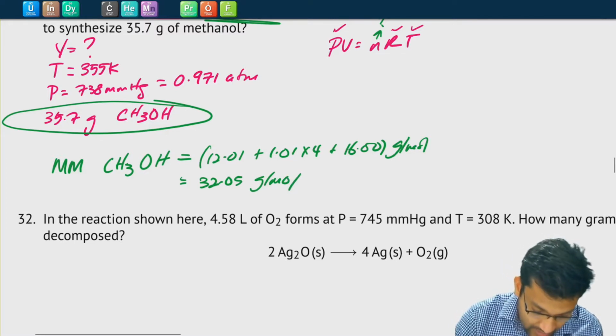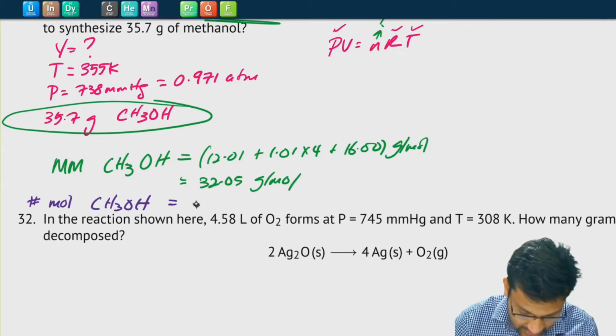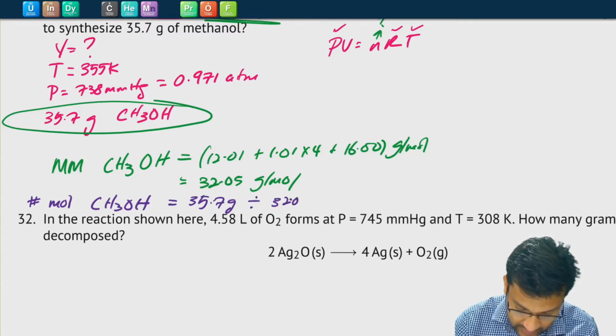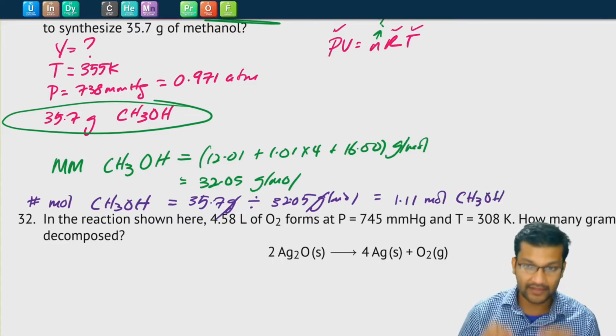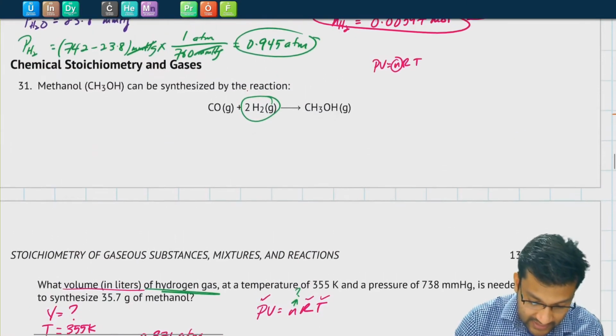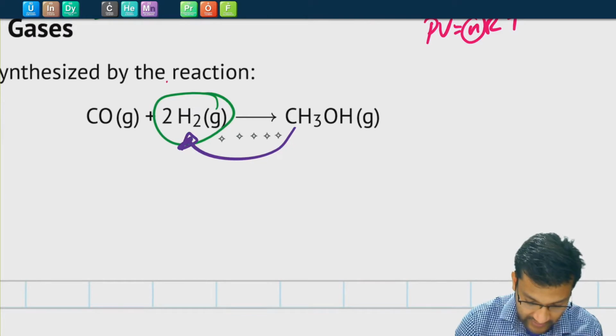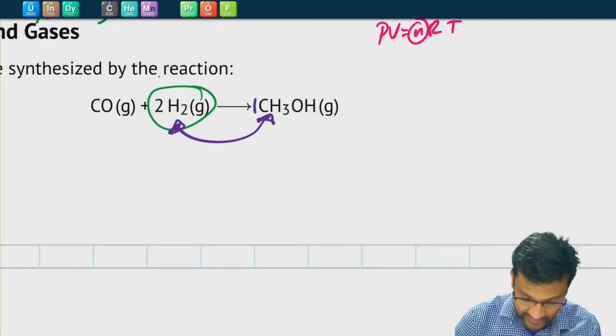Now that we know the molar mass, we can figure out the number of moles of methanol. To do that, we take the mass, 35.7 grams, and divide it by the molar mass, 32.05 grams per mole, such that the grams cancel out, and we should get 1.11 moles of methanol. But in all stoichiometric calculations, this is only the number of moles of methanol. We need the stoichiometric ratios to figure out the moles of the other substance, in this case hydrogen. So we see that for every 1 mole of methanol, we get 2 moles of hydrogen.